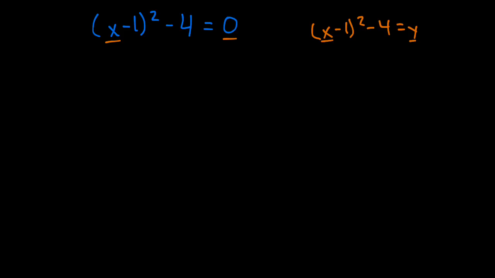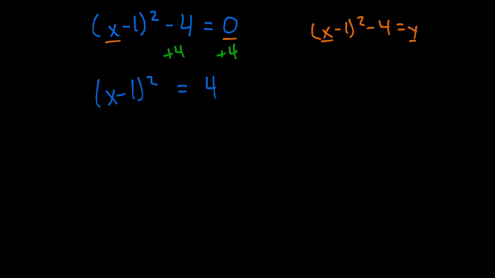And when we solve an equation, we just go through and try to undo everything that's being done to that x. So as we look at this one, the first thing that we can undo is the minus 4. So we add 4 to both sides, right? So we have x minus 1 squared equals 4.